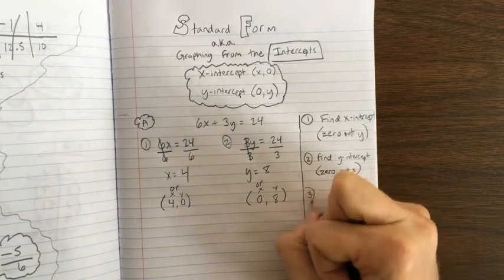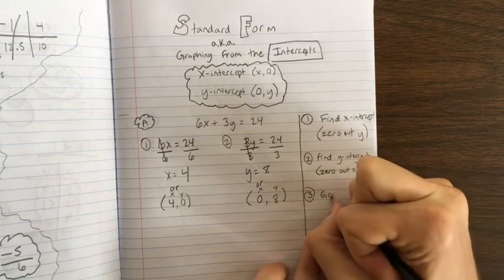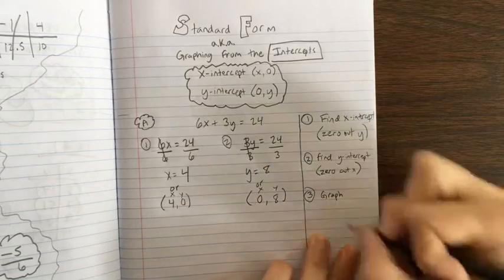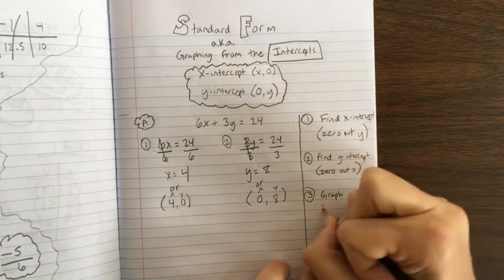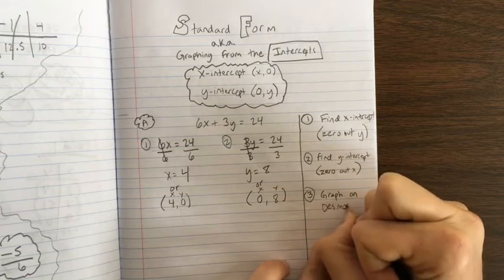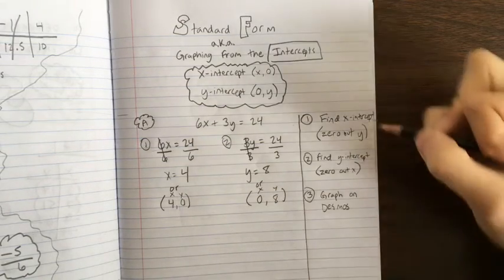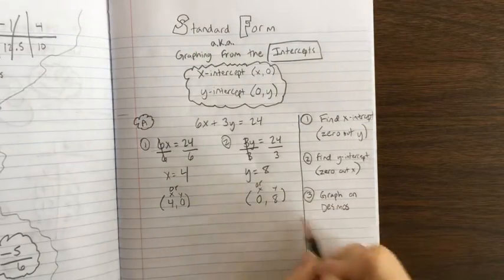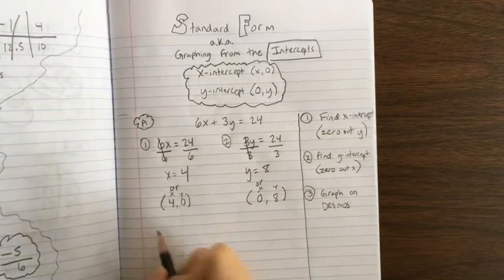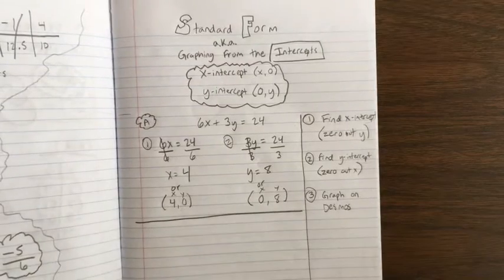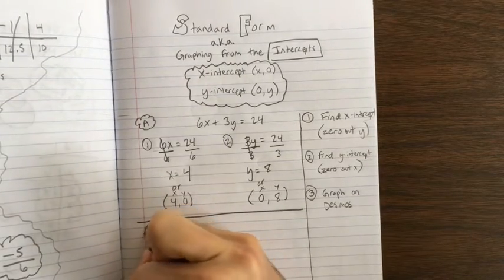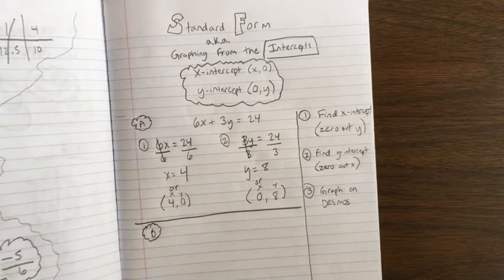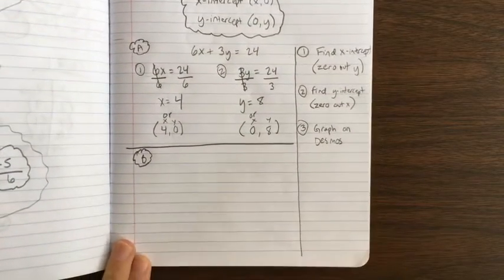So step 3 would just be to graph, and we'll do that part later. So I'm just going to put graph on Desmos, because that's our new calculator, right? So we've done steps 1 and 2, and step 3 we'll save for later. I'm going to draw a space here to do example B. Okay, I'm going to slide up my paper.